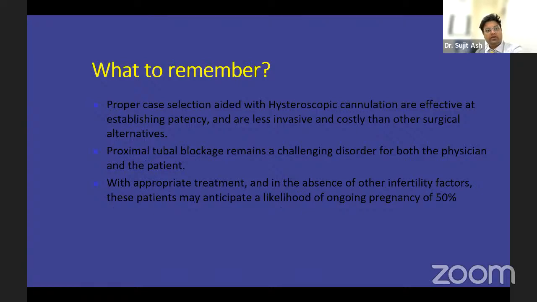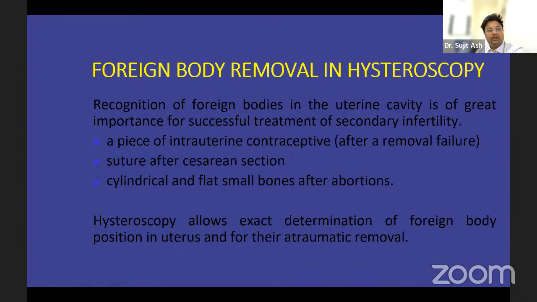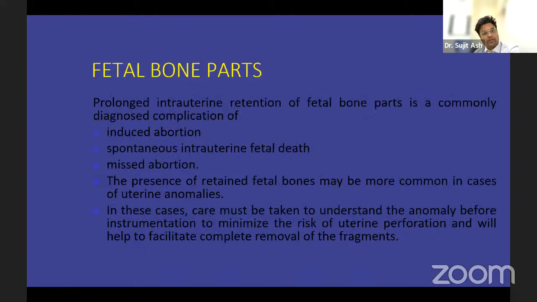So hysteroscopic cannulations are successful if you identify your patient properly, and proximal tubal block, though it's challenging, I think it's one of the easiest things which you can tackle if you know how to do a hysteroscopic cannulation properly. The other things that you might come across are removing of foreign bodies while doing a hysteroscopy. You can come across different things.